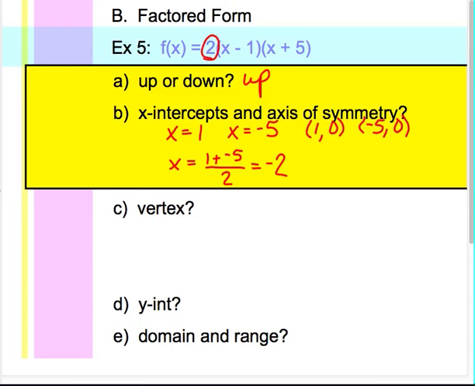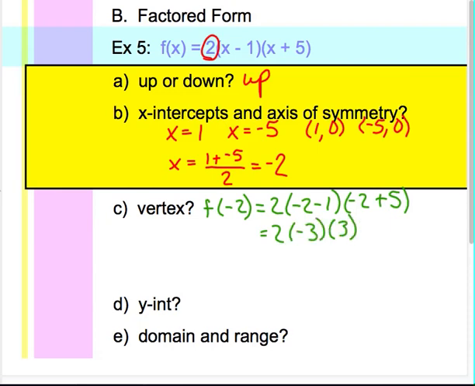Alright, our next piece of information is finding the vertex. The vertex, remember, is where the maximum or minimum value of the quadratic function occurs, and it's the y value along the axis of symmetry. So the x value for our axis of symmetry is negative 2, so I'm going to substitute that into my function. So we have 2 times negative 3 times positive 3. Negative 6 times 3 is negative 18. So our vertex as an ordered pair is negative 2, negative 18.